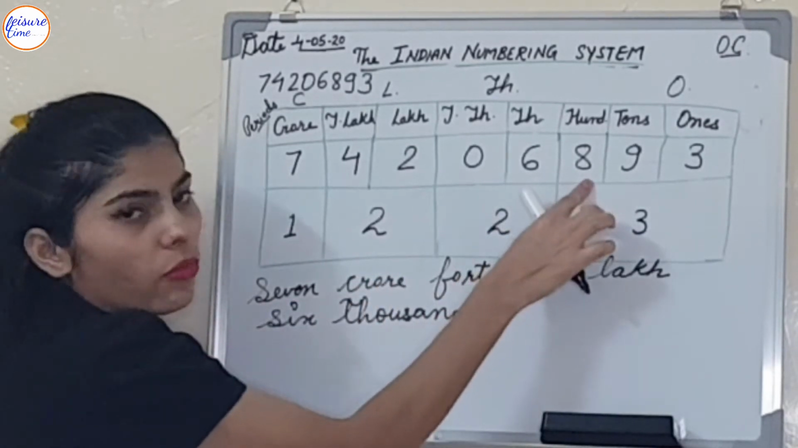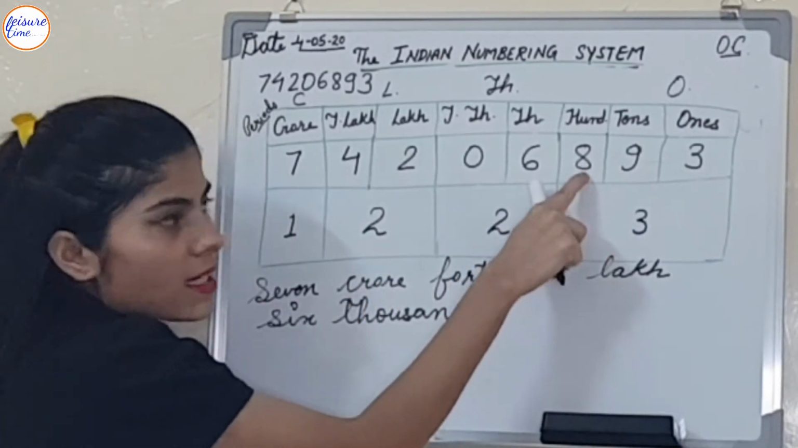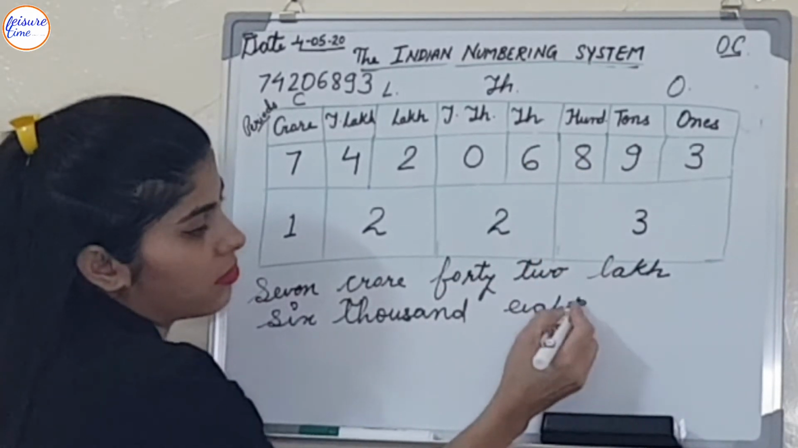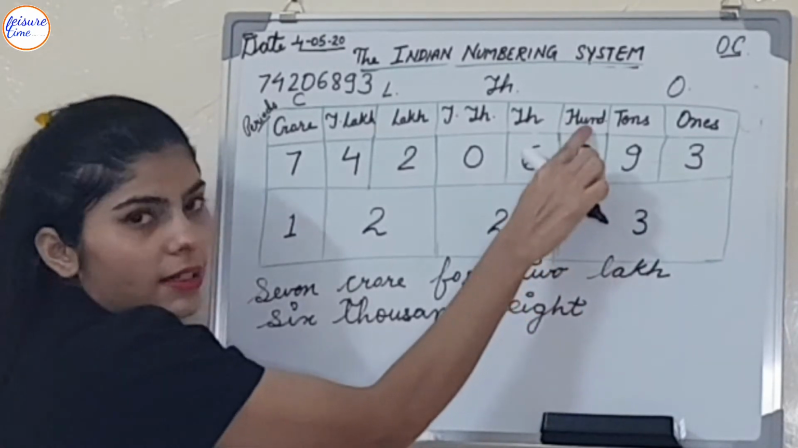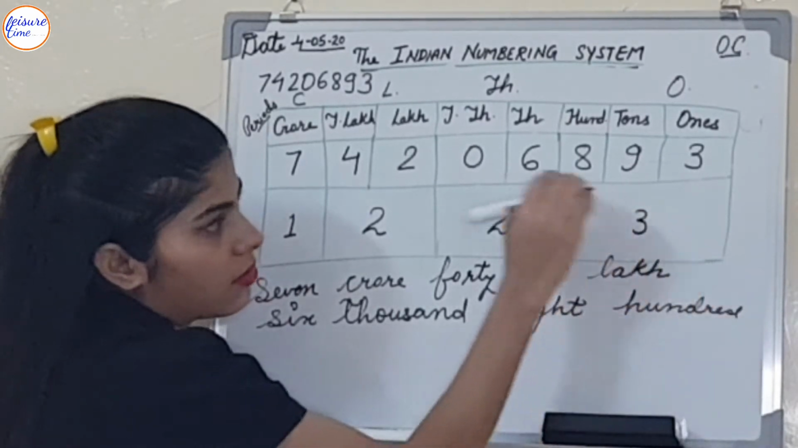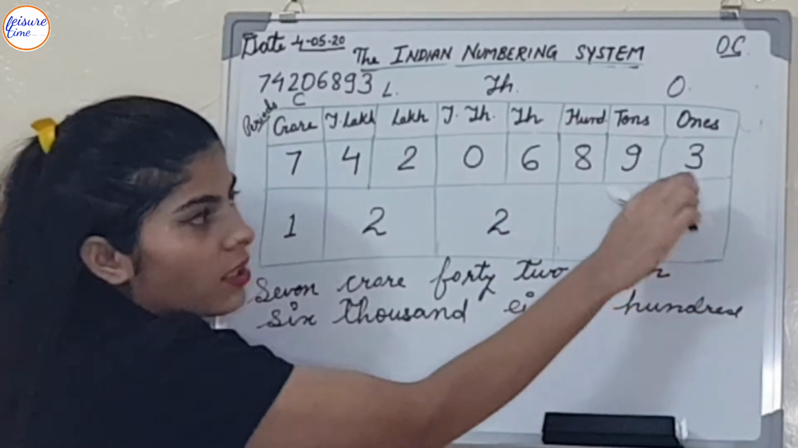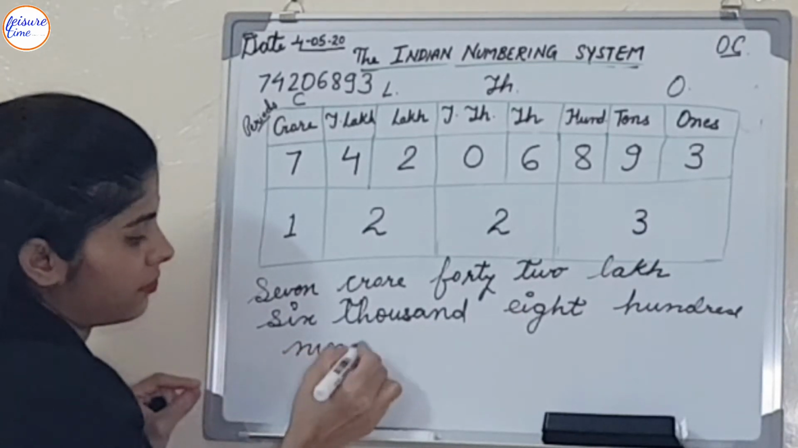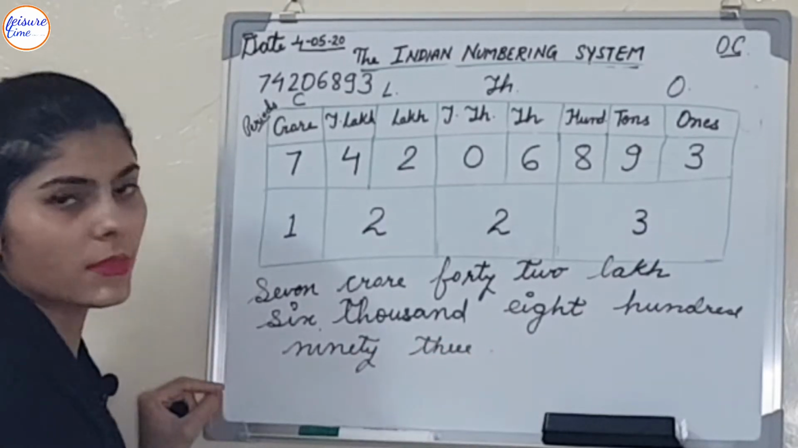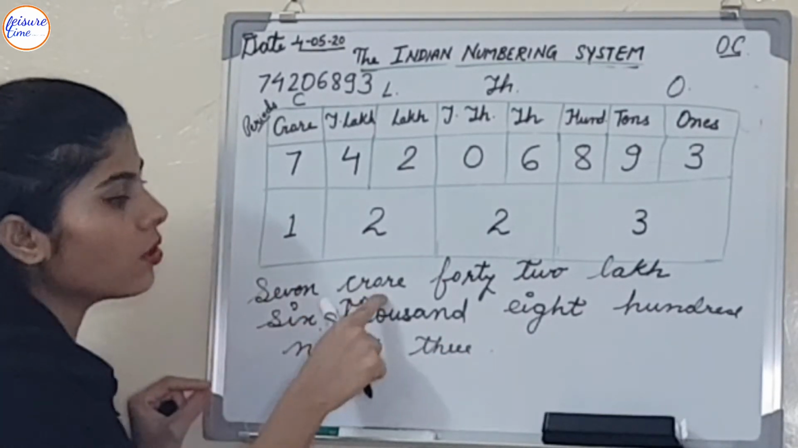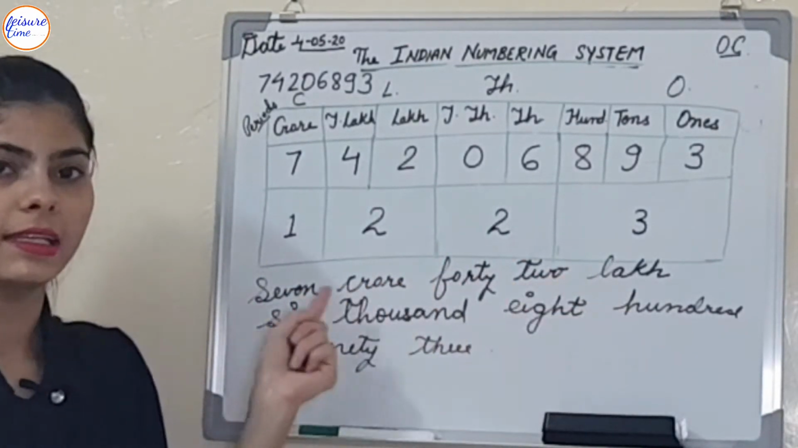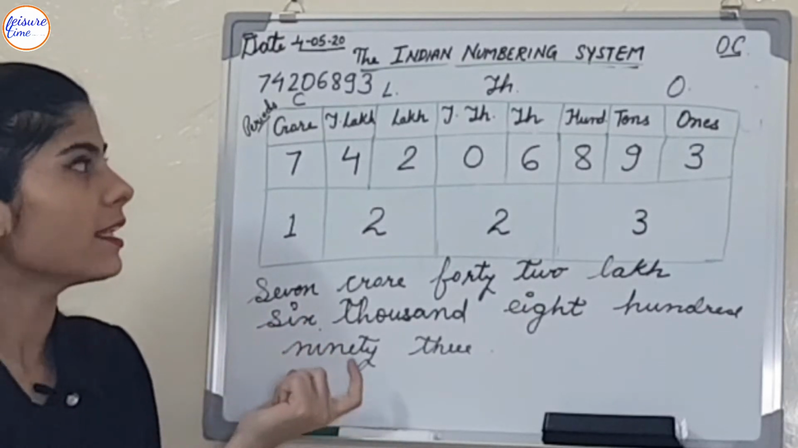Now come to the next group, the ones group. What is the digit here? 8. 800. 893. So it's very simple: 7 crore 42 lakh 6,893. So this is in the Indian system.